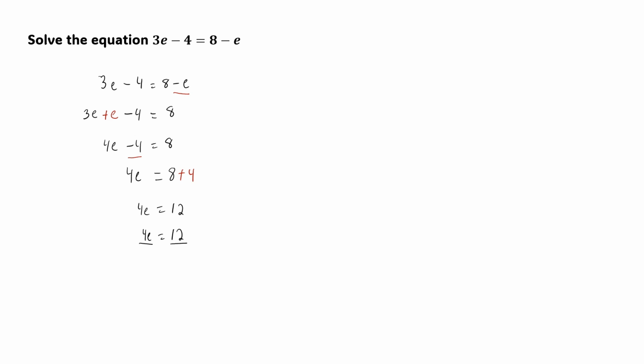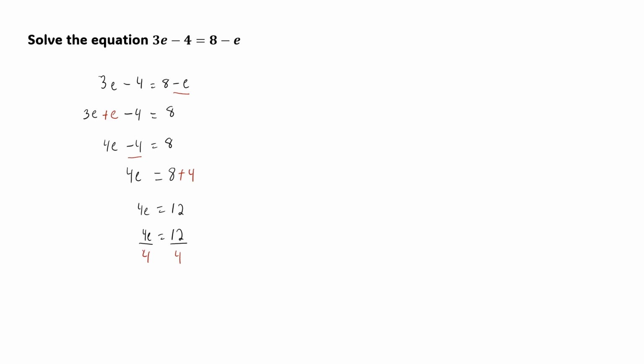So we have 4e, and remember that 4e means that 4 is being multiplied to e. And when solving one-step equations, when there's multiplication, remember that we're going to divide both sides of the equation by the coefficient that's being multiplied to our variable. So since 4 is being multiplied to e, we're dividing both sides of the equation by 4.